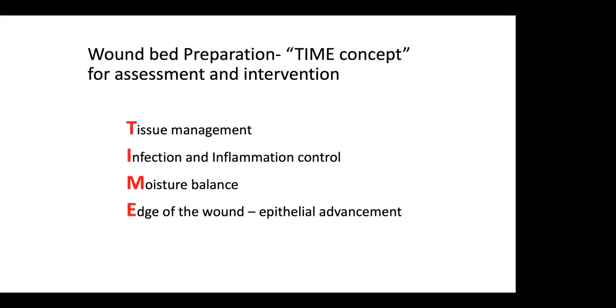So it's an acronym. The T stands for tissue, I for infection, M for moisture, and E for the wound edge. So when you look at a wound, the idea is to look at these four things, which at least will help you decide what you should do to make the wound better. But these things come only if you make sure that you sort those primary things out.